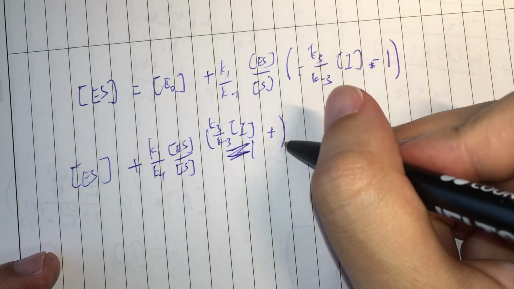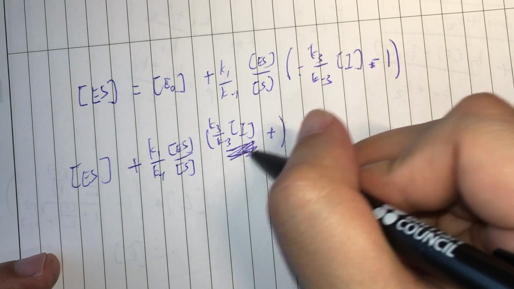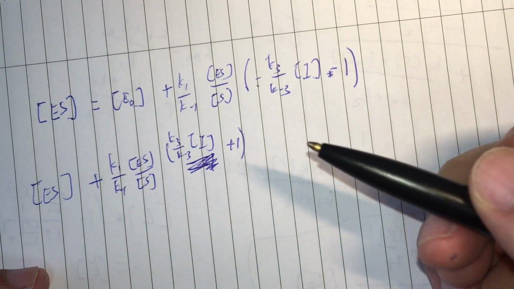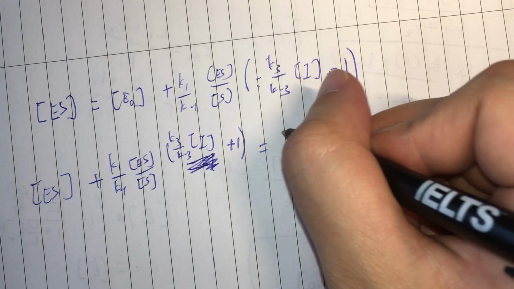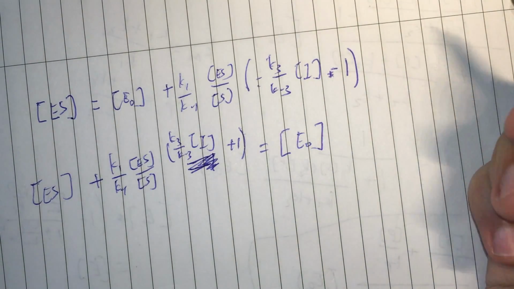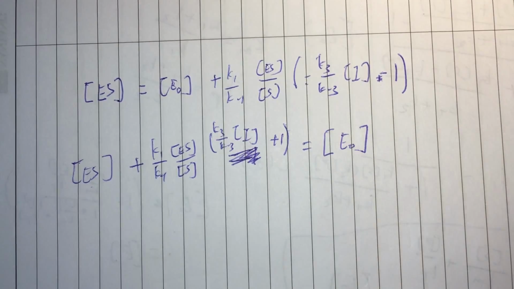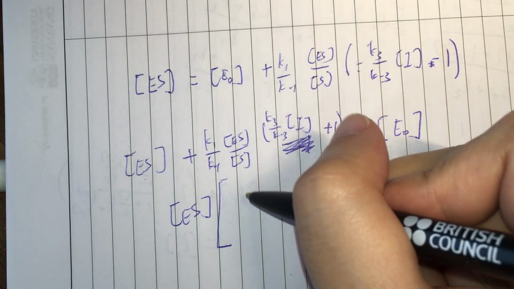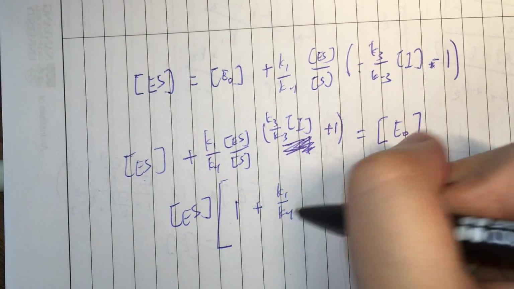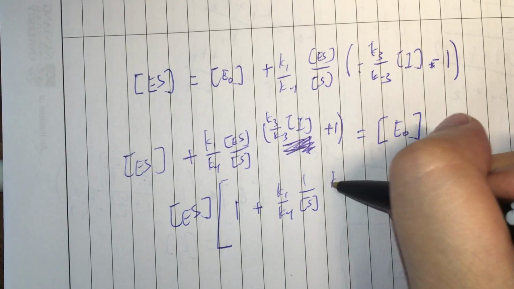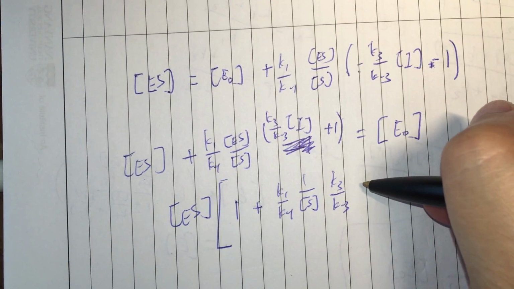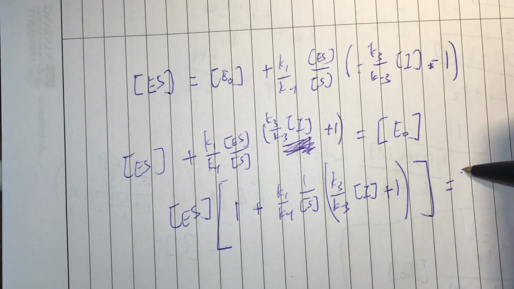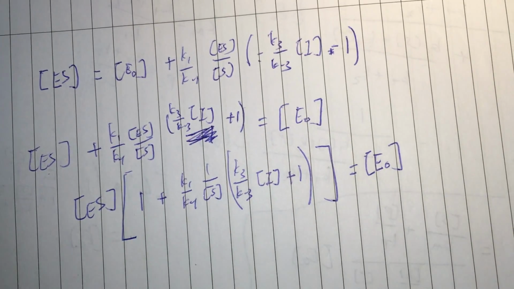So hope there's no issue so far. So it's a plus 1. Okay. Everything clear? I hope so. Yeah. And you have this E0 on the right hand side. So now I can just factorize. I can factorize this ES out. And I'll have this really big bracket. And I have 1 plus K1 over K minus 1, 1 over S, K3 over K minus 3 into I, that bracket plus 1, close bracket, and close. And that will be the equation.